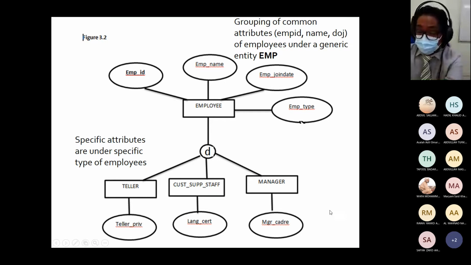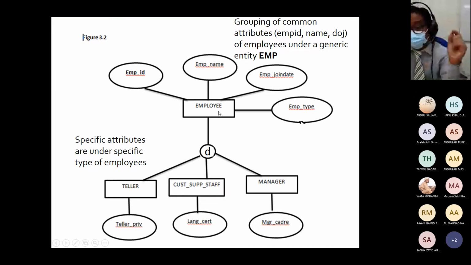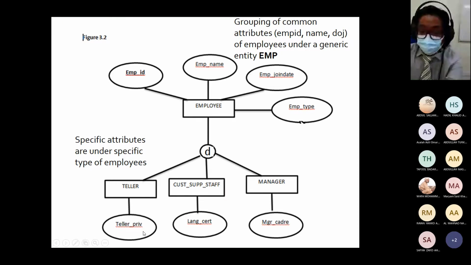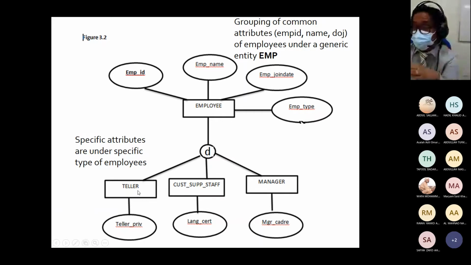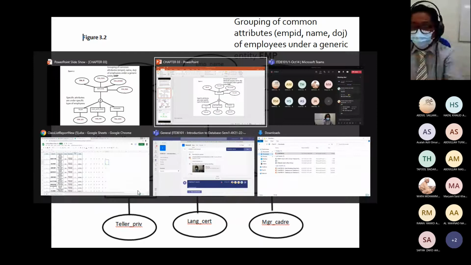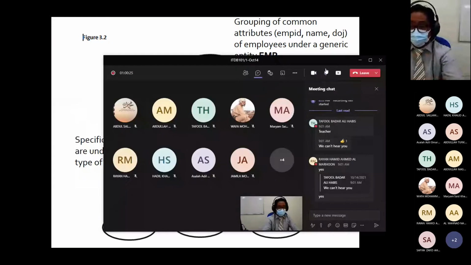So in short, the attributes connected to those low-level entities, we call those the subclass. Right? This language certificate should not be there in the employee. This teller privilege will not be there in the employee on the superclass because it's only specific to those specializations.